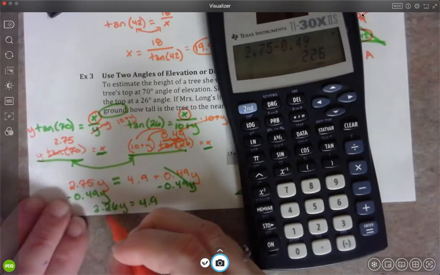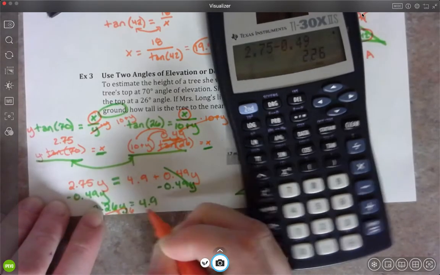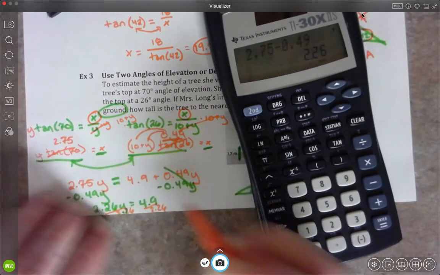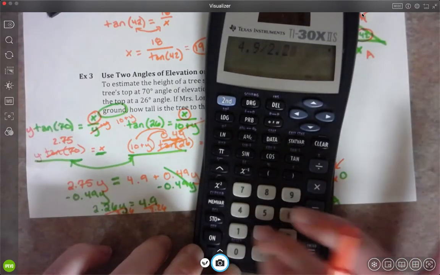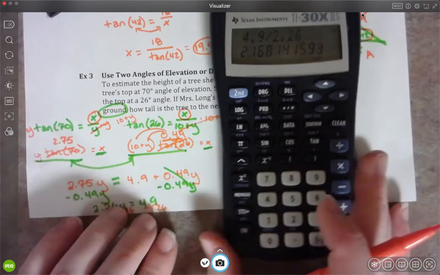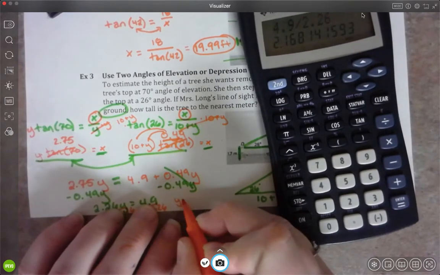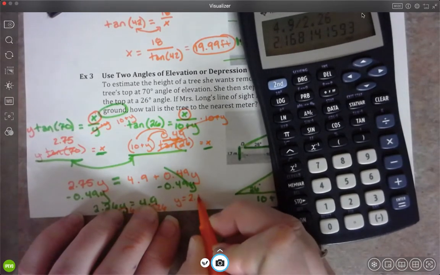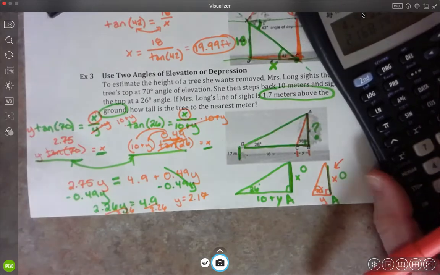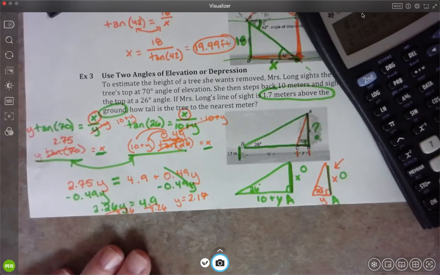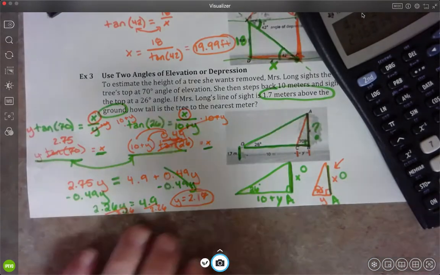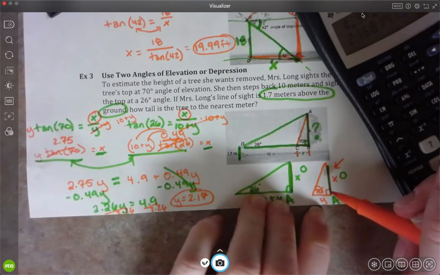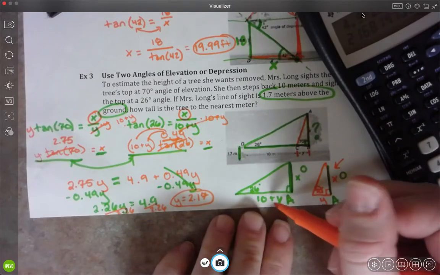Then think about how you would get y by itself. If we divide by 2.26, we get 4.9 divided by 2.26. There's a lot of calculator work. y is going to be 2.17. Beautiful. There we go. All right, so we're almost there. y equals 2.17.